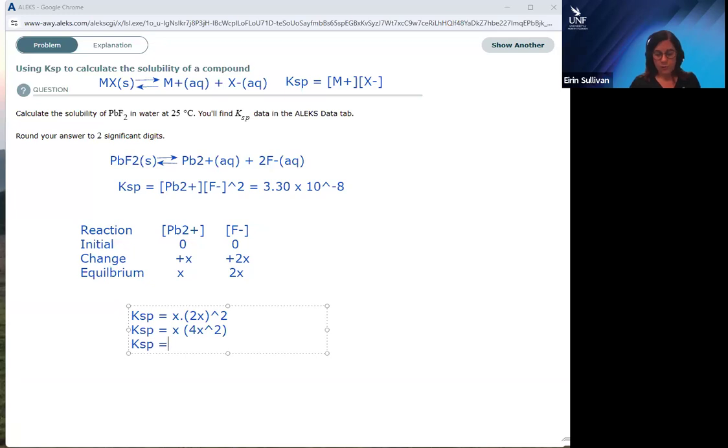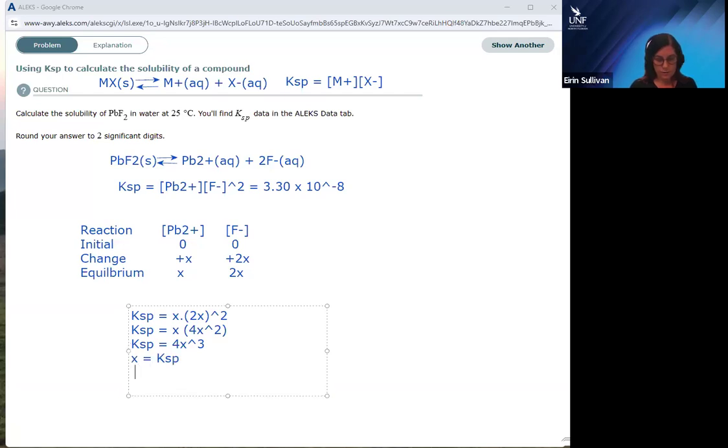So I get a relationship between KSP and X, and that is going to end up being 4X squared times X, which is 4X cubed. Okay, so algebraically, I can rearrange that and make x the subject fairly simply. So x will be the cube root of KSP over 4.